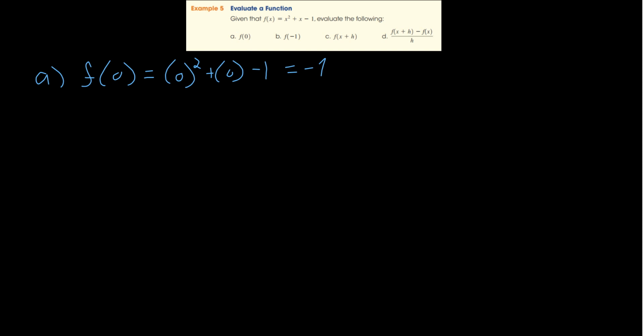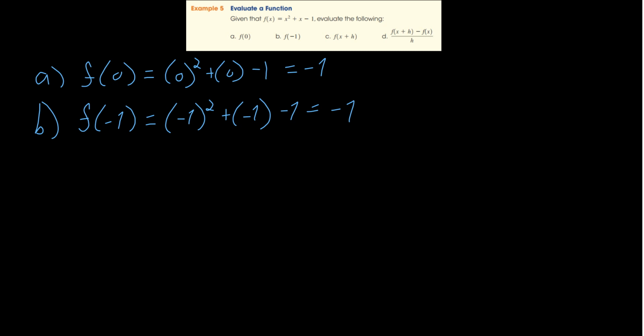Okay. All right, so B is f of negative 1. I'm going to plug in a negative 1 everywhere, so it's going to be negative 1 quantity squared, plus negative 1, minus 1. What's negative 1 squared? Negative 1 squared is 1. 1 plus a negative 1 is 0, and then 0 minus 1 is negative 1. Okay, so that's good. We're well on our way here.